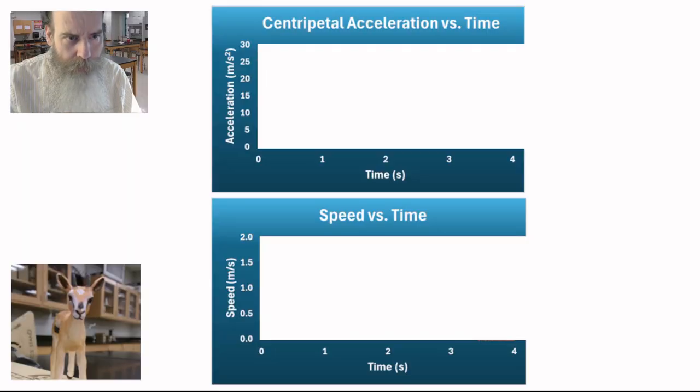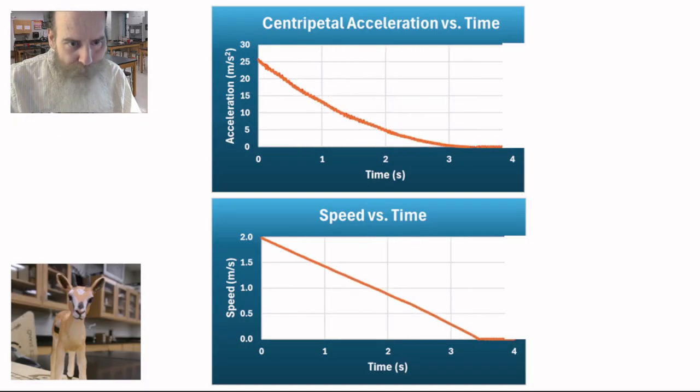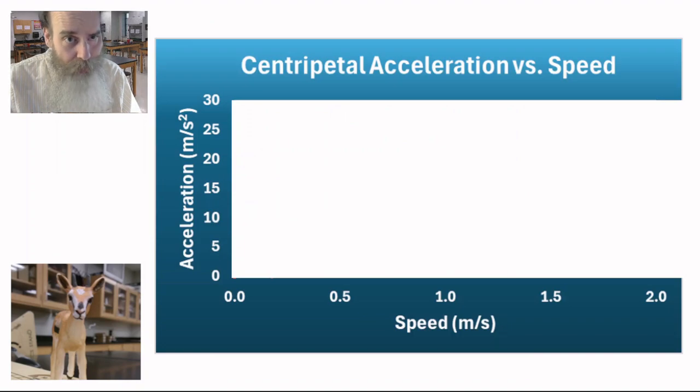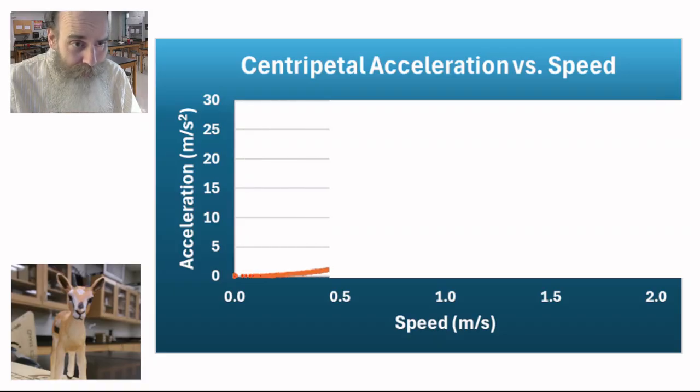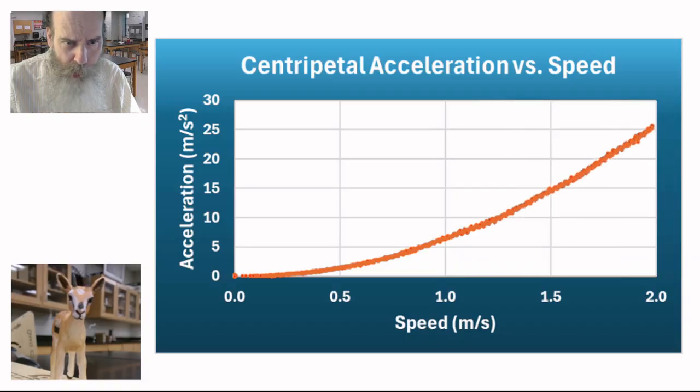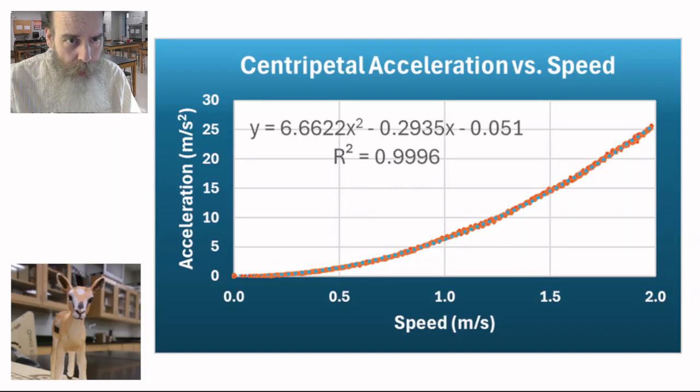Here's the data that we collected. At the top is acceleration versus time, and at the bottom is speed versus time. And you can see that both are decreasing as time increases. Now, if we want to see how centripetal acceleration depends on speed, we should plot centripetal acceleration versus speed. And this is what we get. It almost looks like a quadratic function. So let's do a quadratic fit to this line. Here's what we get. It's a very good quadratic fit.